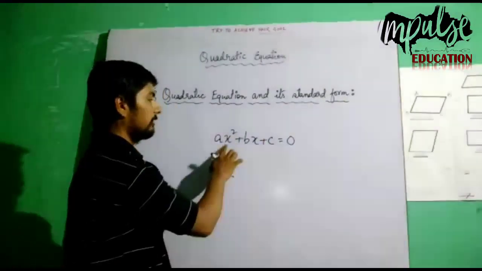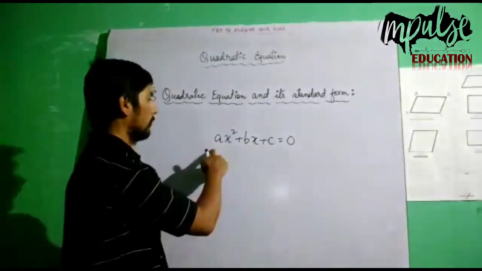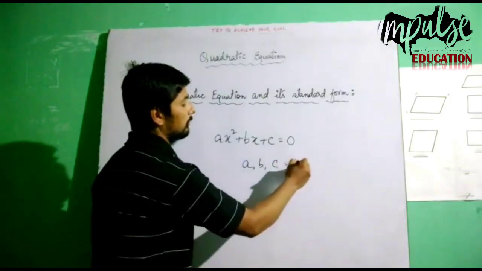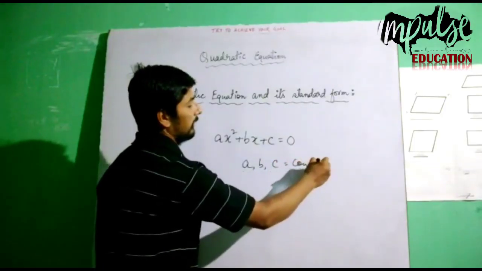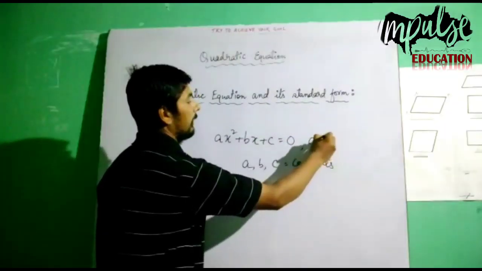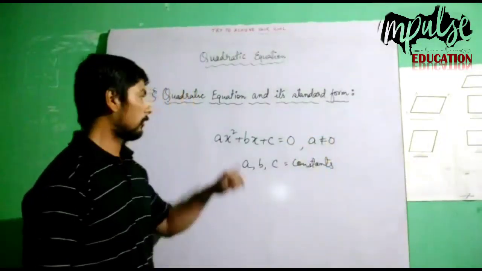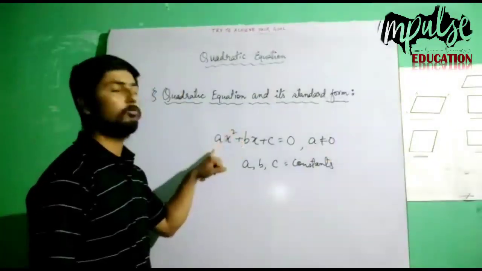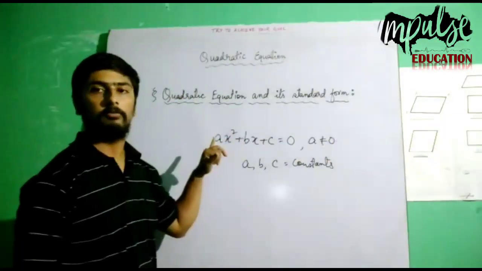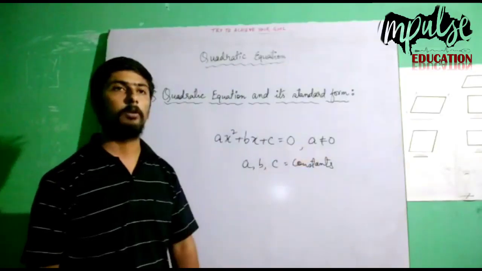Now here x is the variable, no doubt. Now a, b, c, what are a, b, c? a, b and c are constants, and a very important condition is there that here a should not be equal to 0. The coefficient of x square should not be equal to 0. Now why is it so? Why should the value of a not be 0?